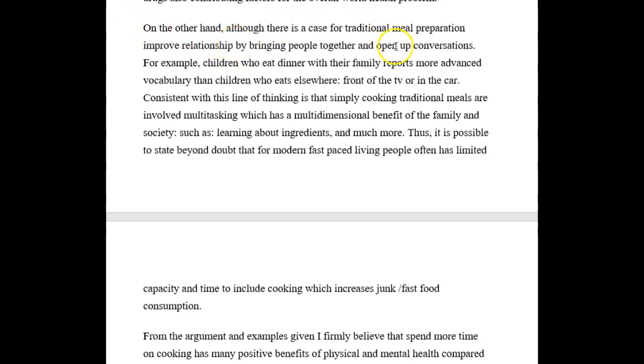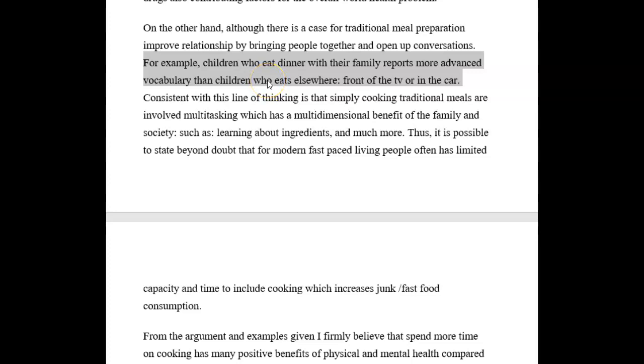and opening conversation. For example, children who eat dinner with their family report more advanced vocabulary than children who eat elsewhere, in front of the TV or in the car." Careful. You said children who eat dinner, they can still eat fast food with their family. Okay? So again, this is not a logical piece of support. You needed to say children who cooked meals together with their family and ate them have more advanced vocabulary, because that's what this is about.